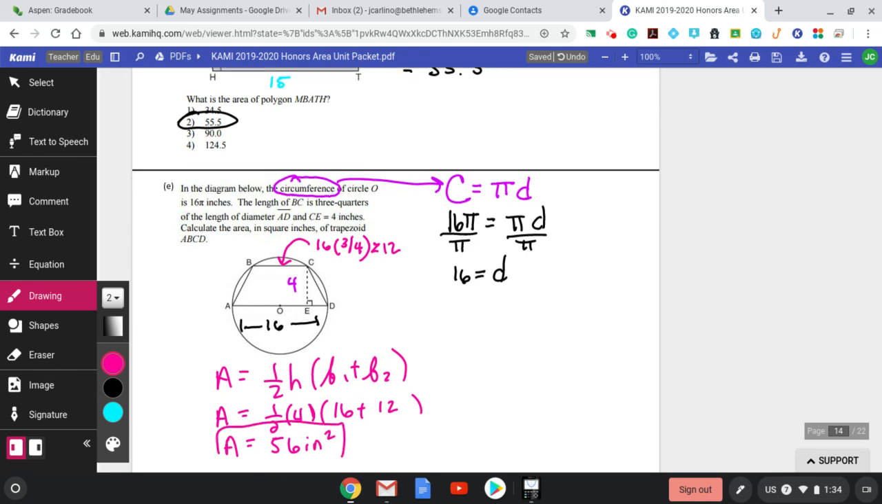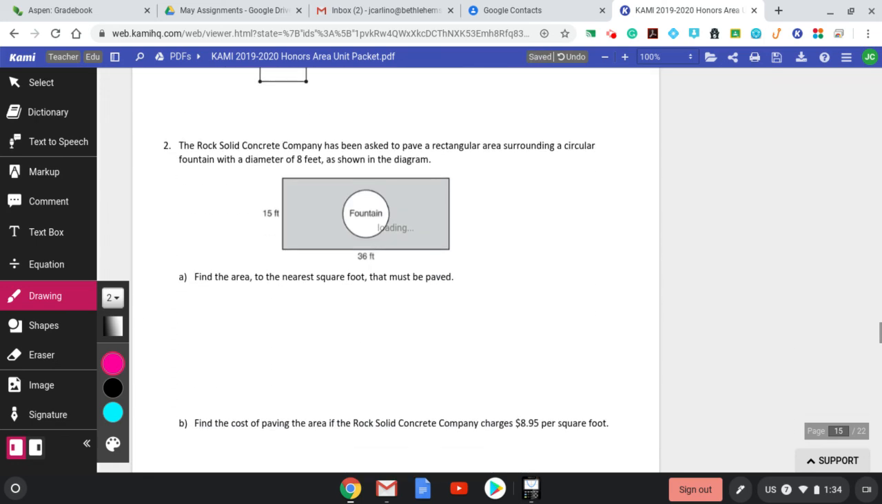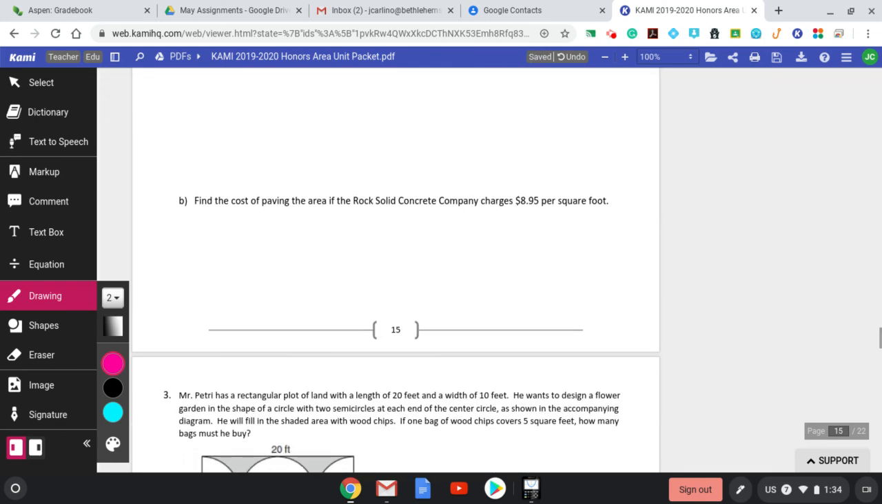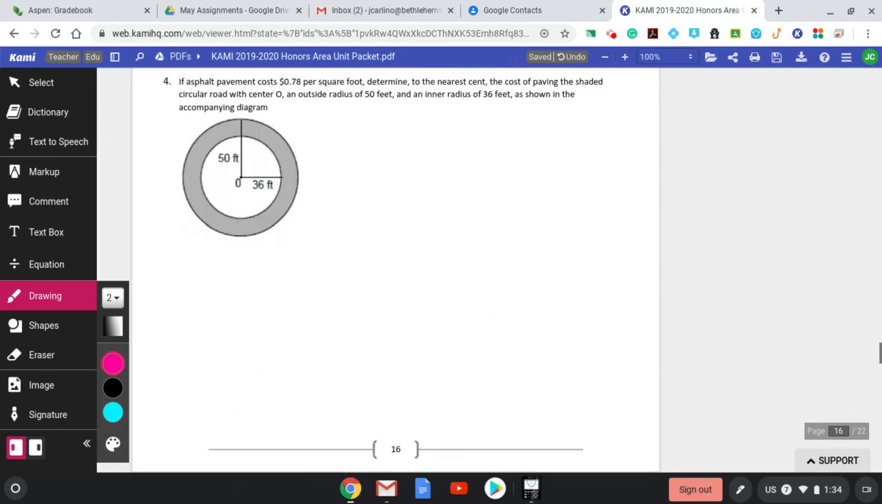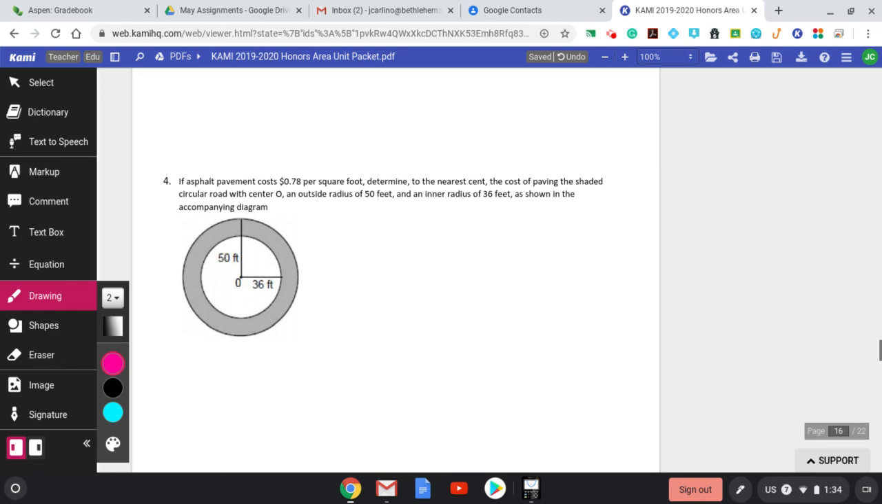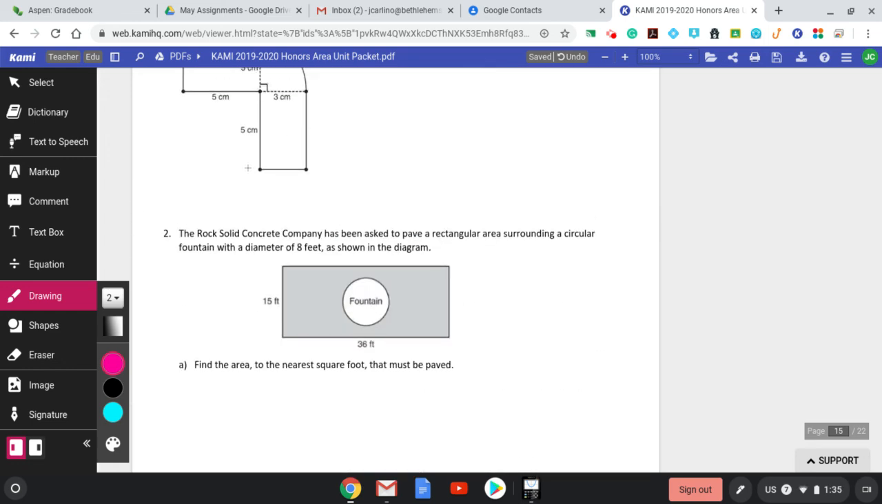Okay? All right, guys, you got 2 pages here from your packet using composite figures. You're going to have to use some money, it looks like, here at the end. A big 4 problems here. All right, I'm not laying it on thick. All right, 4 problems. We can get through it. Let's get going. Good luck, guys.